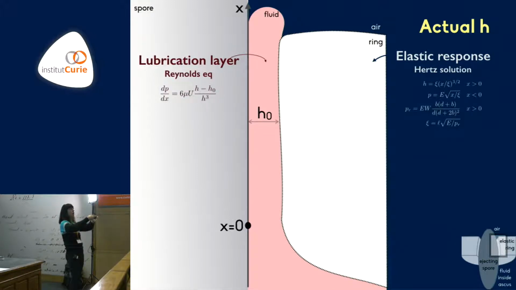You take a perfect ring, you deform it, you impose a displacement, and this is what you get out of it. This is where everything matters: E, the elasticity of the ring, W, the width of the spore, and all of these length scales that determine the morphology of the ring. I don't want you to understand this, but just to know where all of these complicated expressions come from.